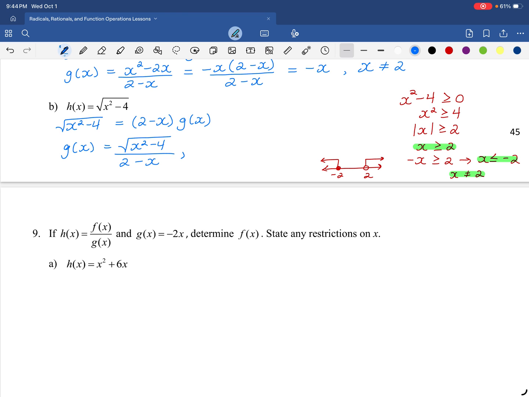So let's go over here. What's my restriction? x is going to be less than or equal to negative 2, or x is going to be greater than 2. Notice I've taken the equals off the 2. How come? Because your denominator has a restriction. Your denominator cannot be equal to 2, otherwise you get that 0 down there.